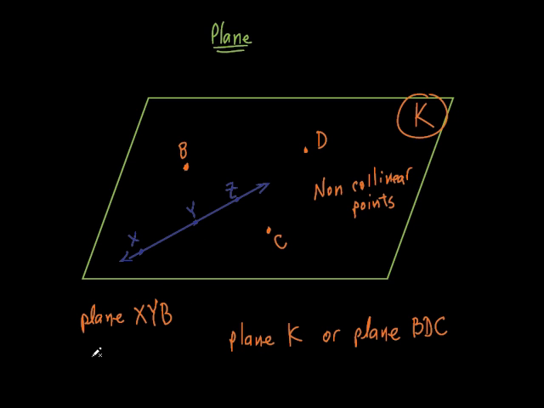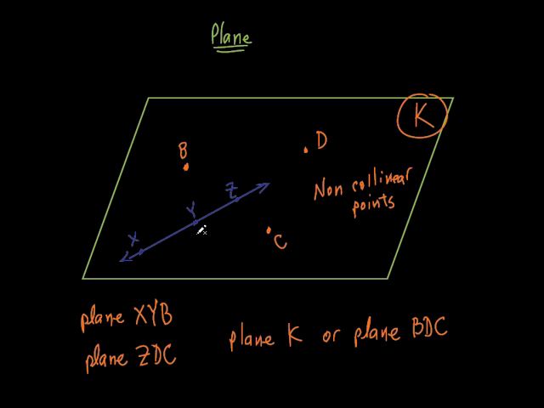So that would be another name for the plane. There's a bunch. We're not going to name them all. But what would another name for the plane be? How about ZDC? Because they're 3 non-collinear points. Not all 3 of them lie on the same line.